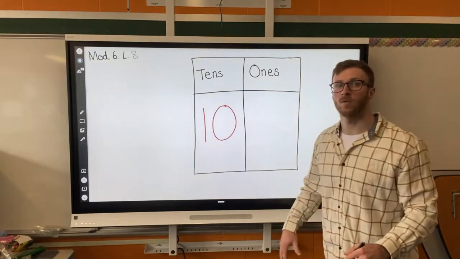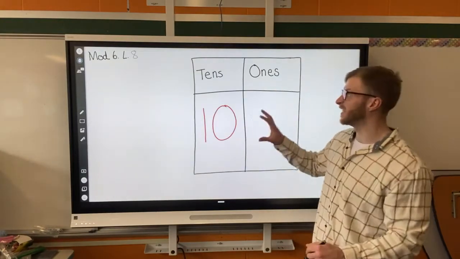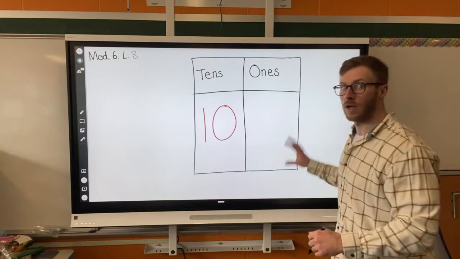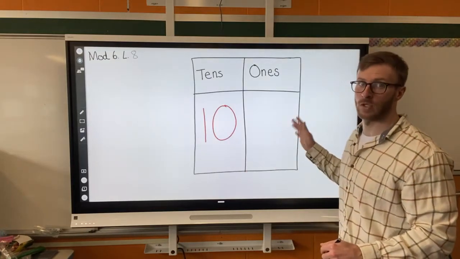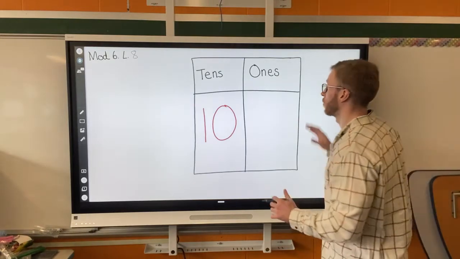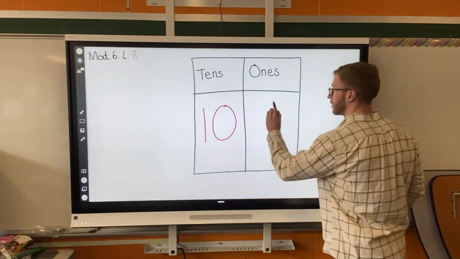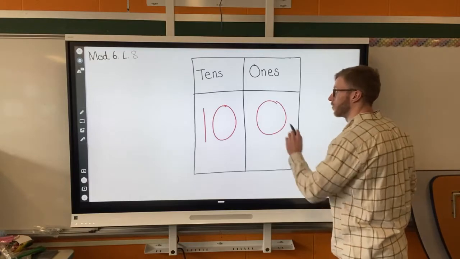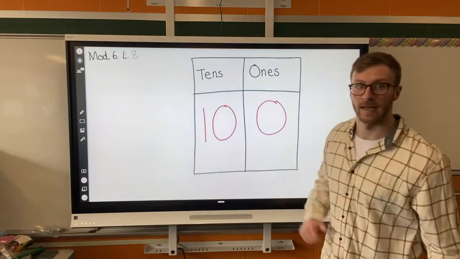Did I say I have any ones? I just said 10 tens. Do I leave this blank or do I have to put a 0 in here for 0 ones? I have to put a 0 in here, okay? So that I know in my number that I have 0 ones. And I think it'll help us see what our number is when we have 10 tens.